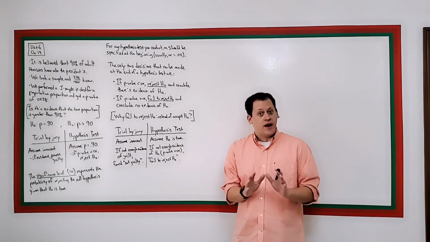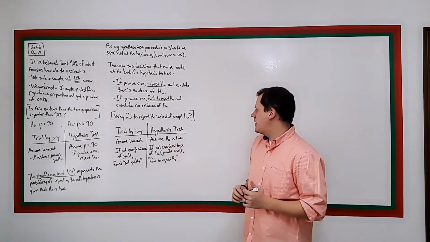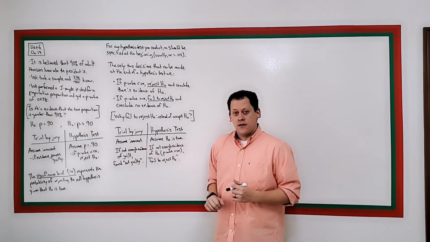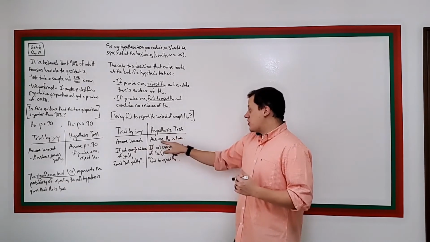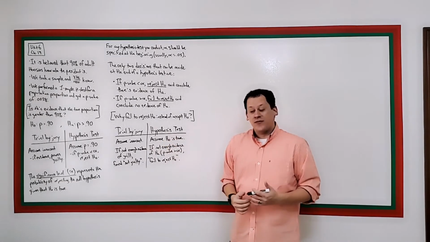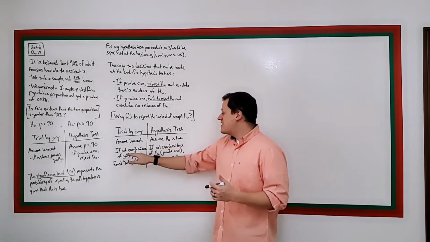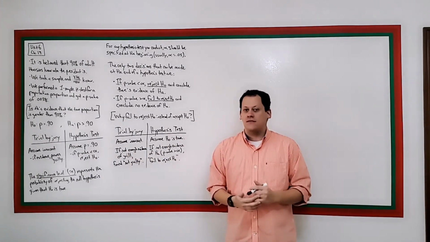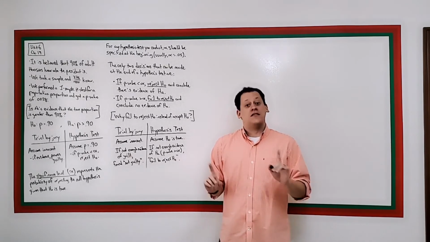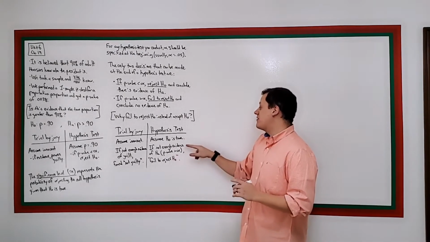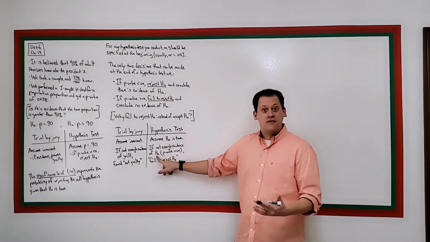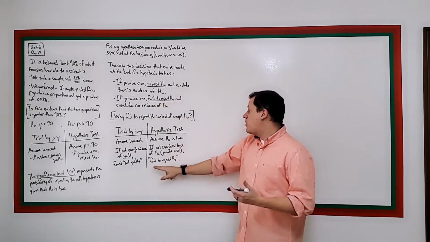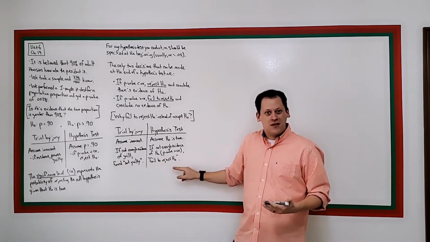So a quick review of the parallels here between a trial by jury and a hypothesis test. In a trial by jury, we assume the defendant is innocent. In a hypothesis test, we're assuming that the null hypothesis is true. In the trial, if there's not enough evidence of guilt, the defendant is found not guilty. They never say that they're innocent. Similarly, in the hypothesis test, if there's not enough evidence of the alternative hypothesis, which is when the p-value is greater than alpha, then we fail to reject the null hypothesis.